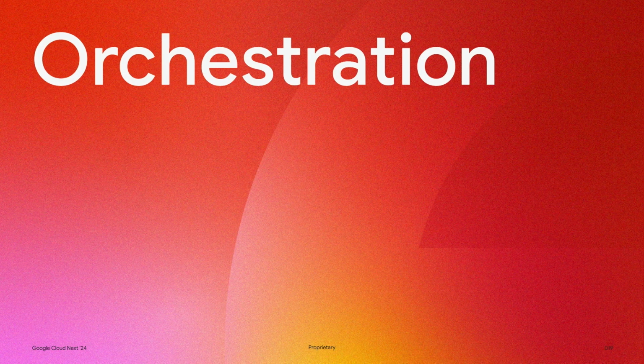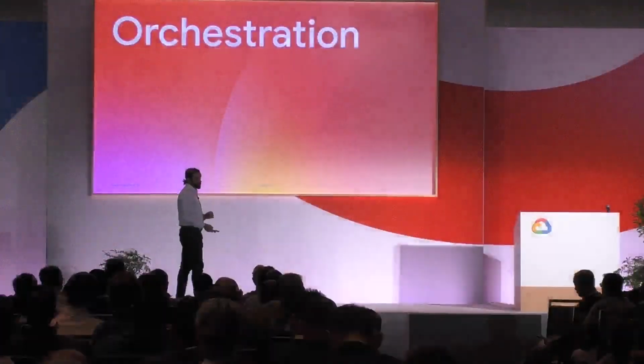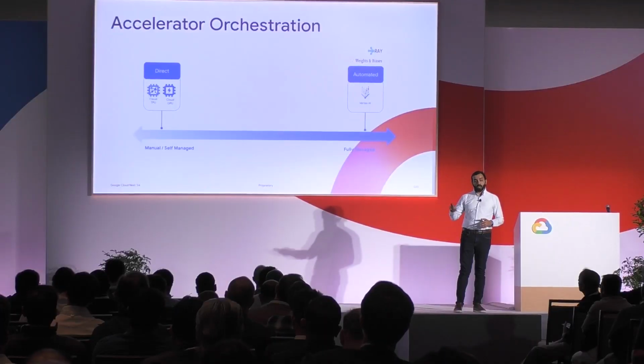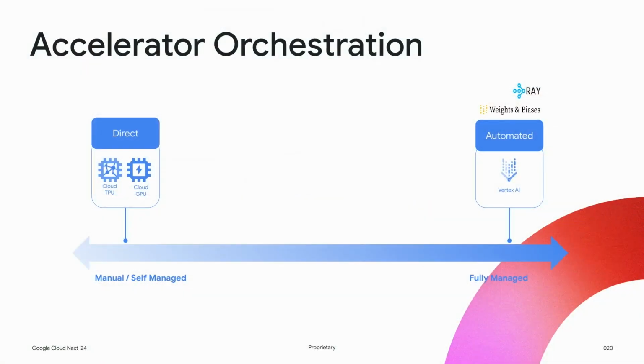And last but not least, let's talk about the third consideration. That is orchestration. When it comes to orchestration, your teams can be opinionated. So this is why we have the full spectrum of orchestration choices, ranging from manual or fully self-managed to fully managed using Vertex AI, which can be further augmented with libraries such as Ray or Weights & Biases, and everything in between. But between is actually where the interest is, or where the magic happens.